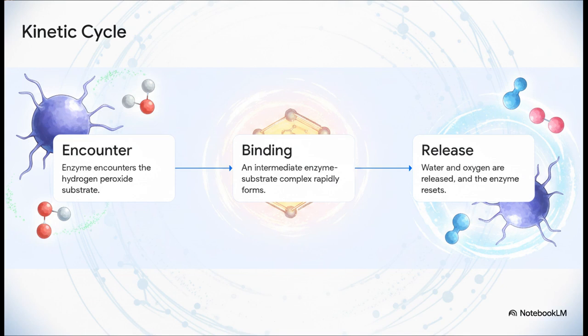First, the enzyme grabs the hydrogen peroxide, the substrate. It forms a quick intermediate complex, literally rips the molecule apart, and kicks out the products, water and oxygen. The crazy part? The enzyme doesn't change at all. It just resets, instantly ready to grab the next molecule.